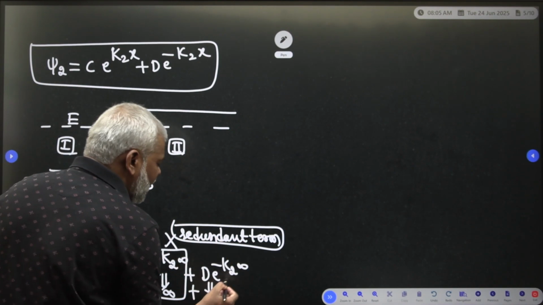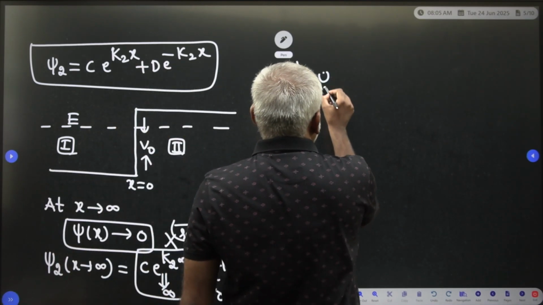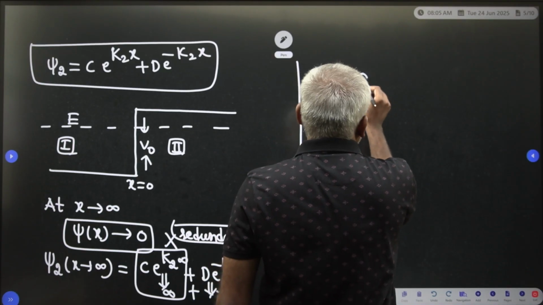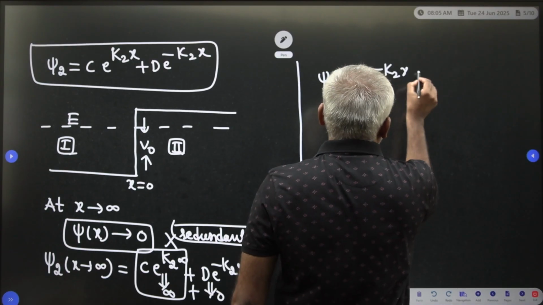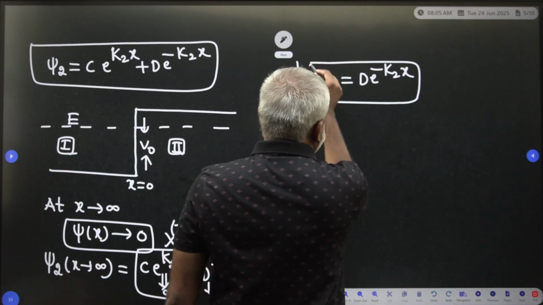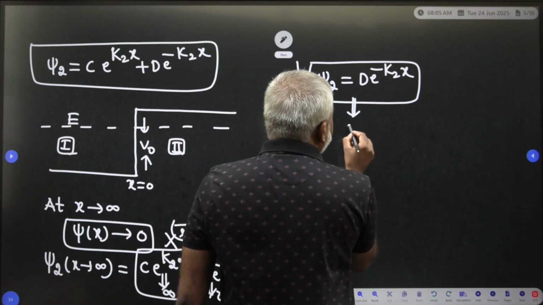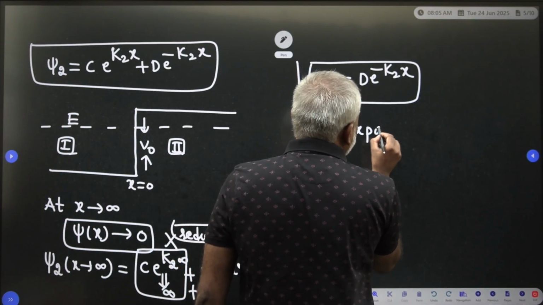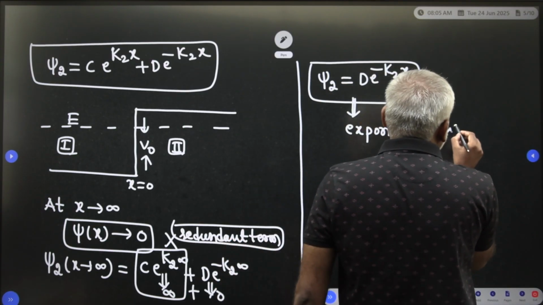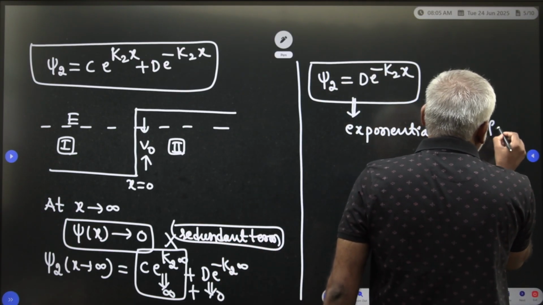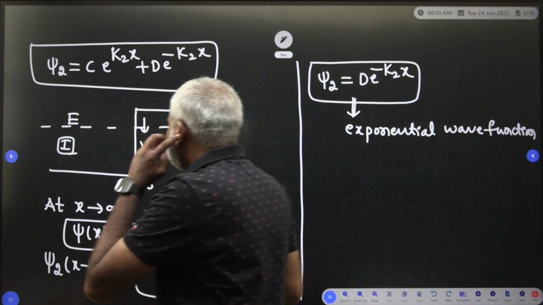So our equation will become ψ2 equal to D e to the power of minus k2x. What is this? This wave function is existing, and in which shape is it? Exponential shape. This wave function is an exponential wave function in region 2. That is the shape of the wave function we are getting.